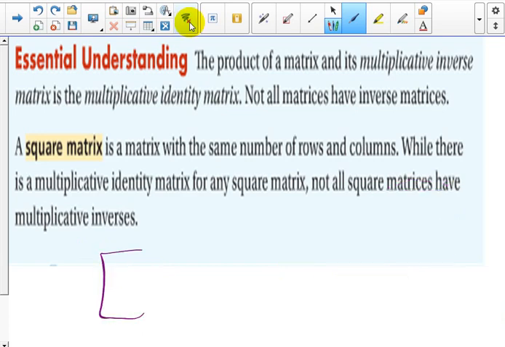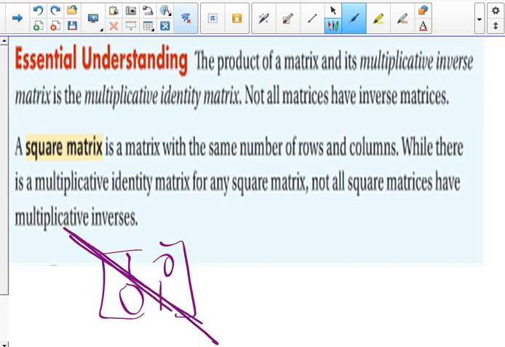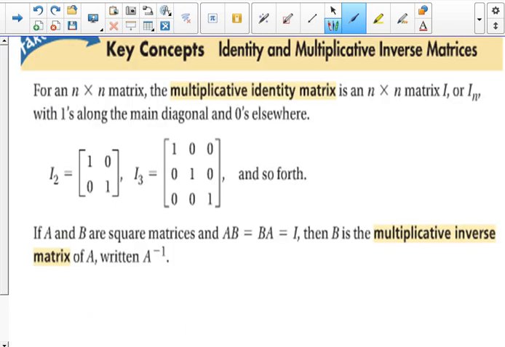Like this. Okay, the diagonals have the ones, and there are zeros everywhere else. Ones on the diagonal and zeros everywhere else. That's called an identity, or multiplicative identity, matrix. Okay?